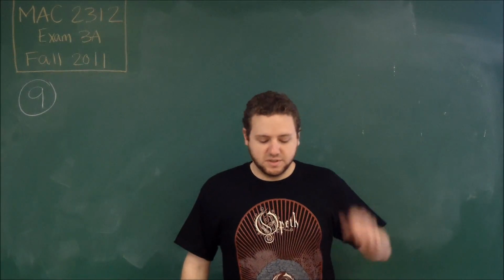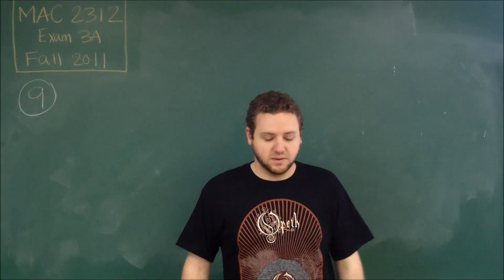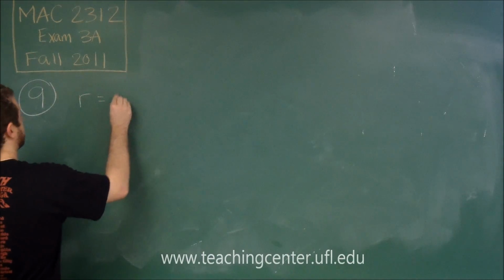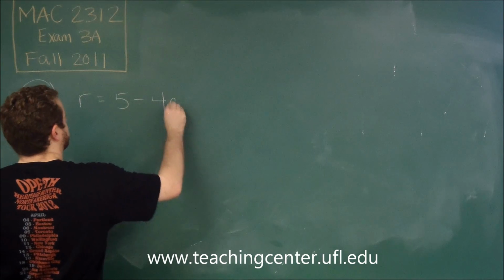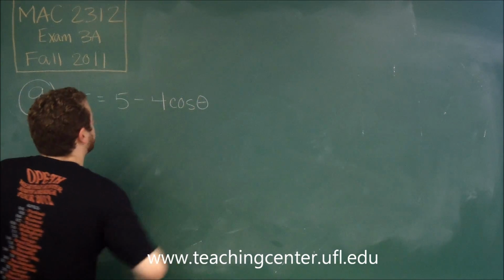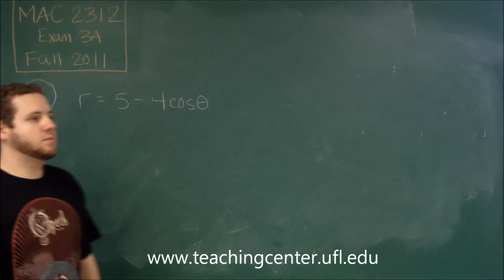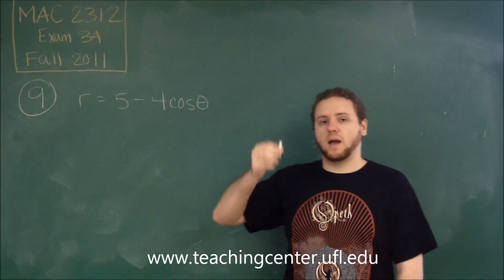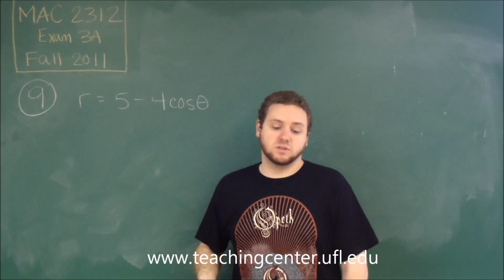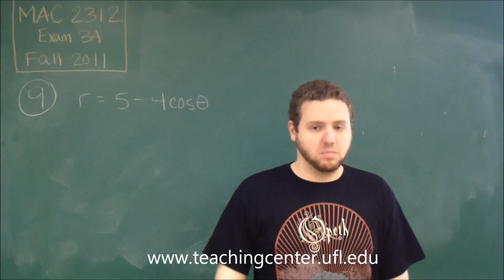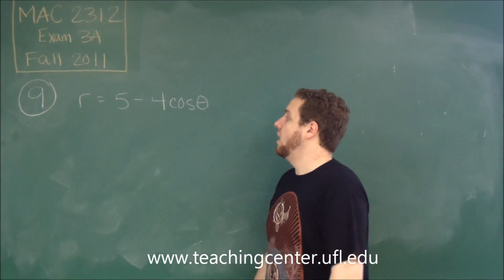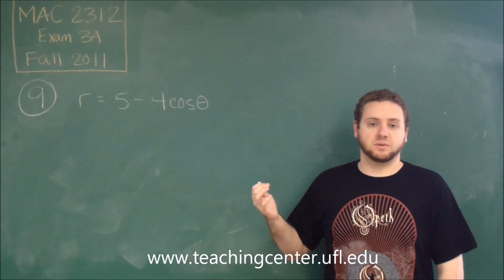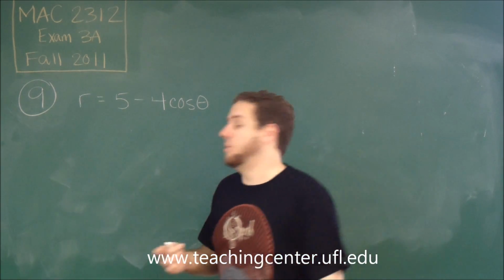Alright, so for number 9, we just need to sketch a curve, or select the correct curve with a given polar equation. So our equation here is r equals 5 minus 4 cosine theta. The brute force method of doing this problem would just be to go through a variety of thetas and plot points, which would certainly work, and you could probably get the right answer from that. A little bit quicker is if you just know the forms of these polar equations and what these are going to look like. So I'm going to go through that way.